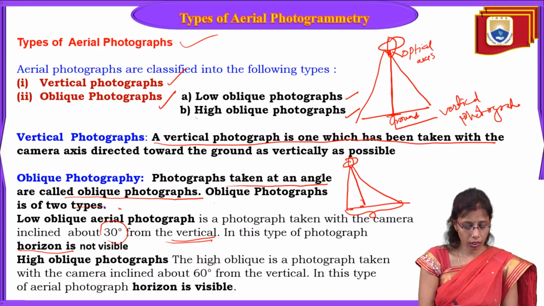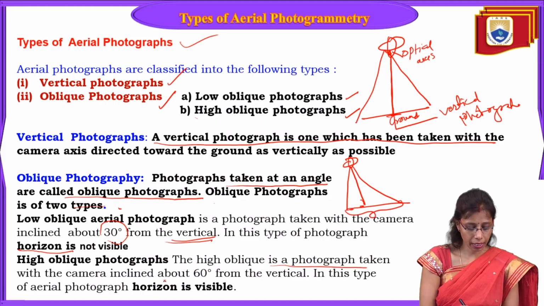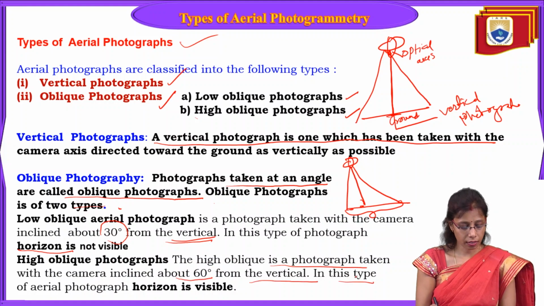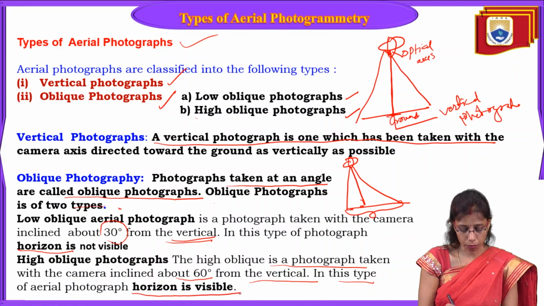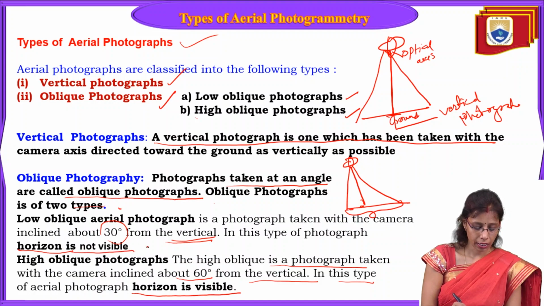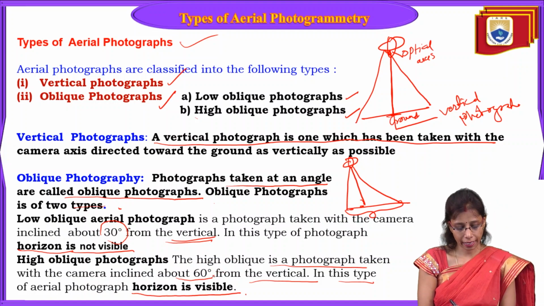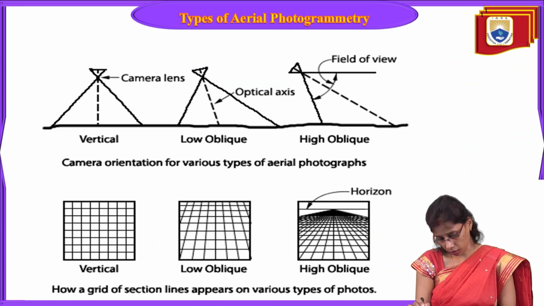Now, the high oblique photograph is taken with a camera inclined about 60 degrees from the vertical. In this type of aerial photograph, you can see the horizon is visible. Here we can see the horizon is not visible. Here you can see the horizon is visible. The inclined angle is 30 degrees in the low oblique, and here the inclined angle is 60 degrees and the horizon is visible.